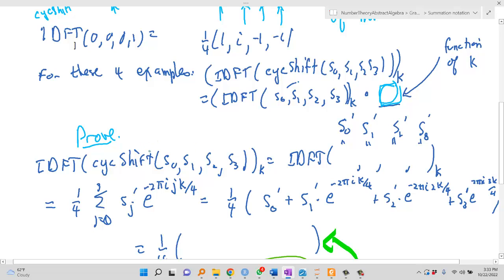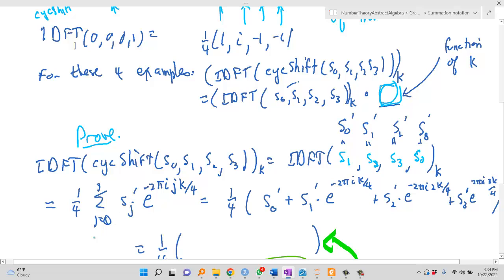To prove it, let's write down the expression that you have for the IDFT of the cyclic shift. If I cyclic shift this, my result is S1, S2, S3, and S0. For the moment, let me call that S0 prime, S1 prime, S2 prime, S3 prime, so I can apply the formula directly. Later on, I'll replace the primes with these new indices, because this is my new value of S0, this is my new value of S1, etc.